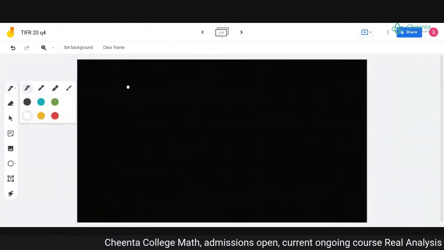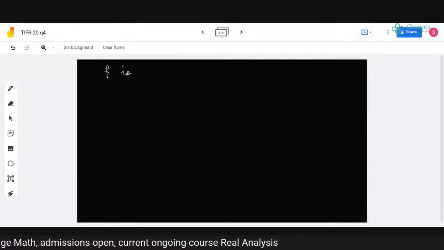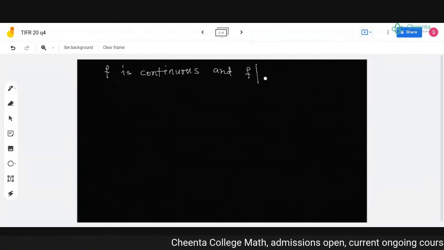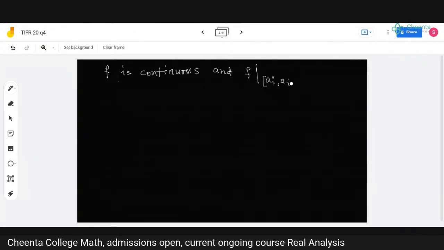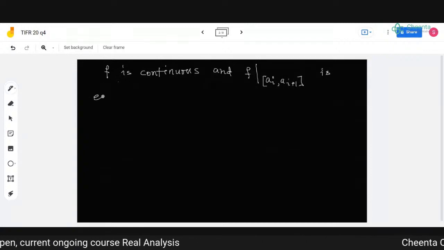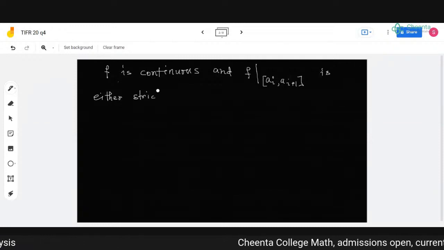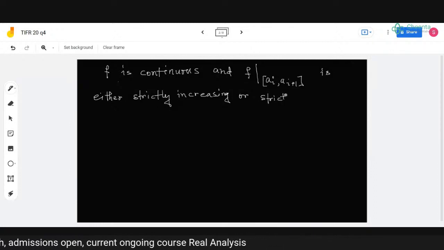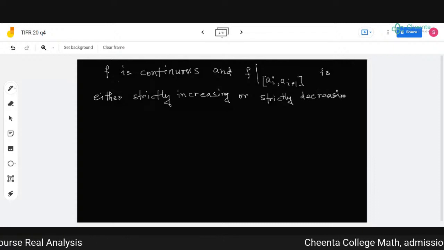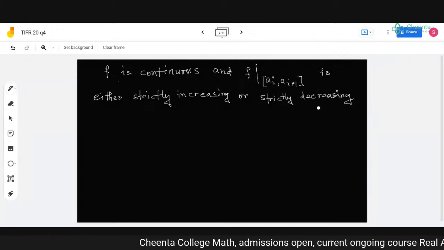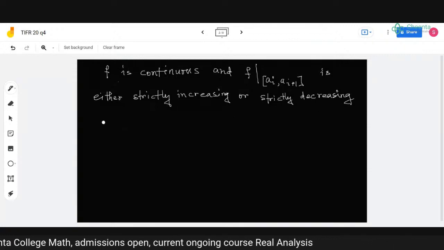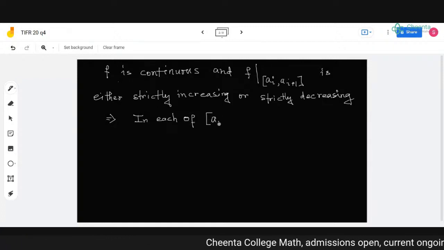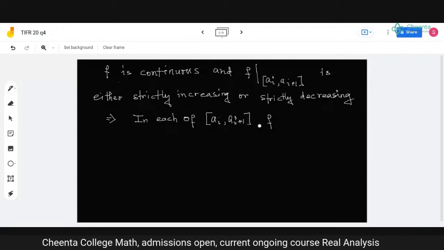So what does that actually mean? It means that since f is given to be a continuous function, and f restricted to (ai, ai+1) is either strictly increasing or strictly decreasing, what it means is that this implies that in each of these (ai, ai+1), f is injective.